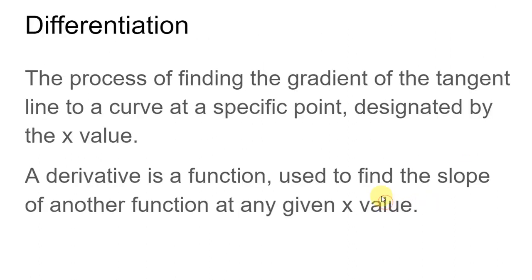All right. Now let's talk about differentiation. It's basically the process of finding the slope or gradient of a tangent line to a curve at a specific point. And that point is designated by its x value, and you'll see why in a minute. A derivative is actually a function, and it's used to find the slope of another function at a given x value.